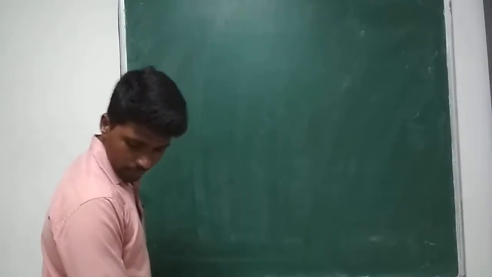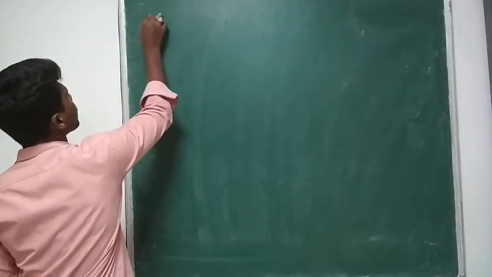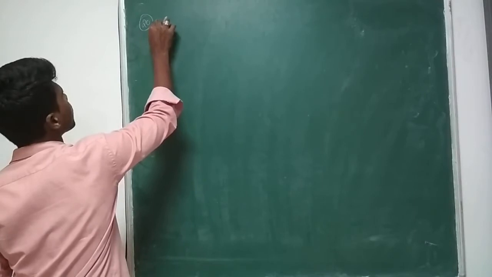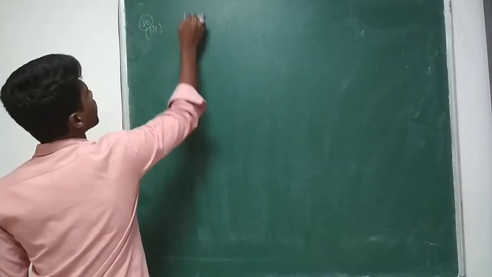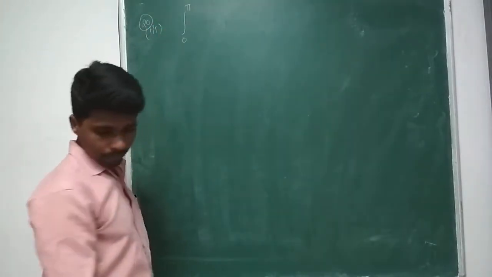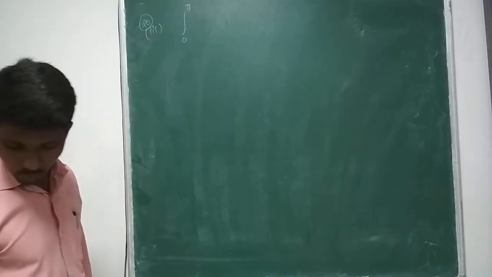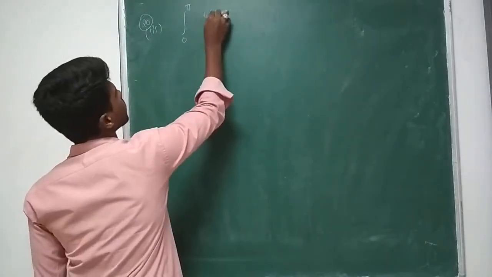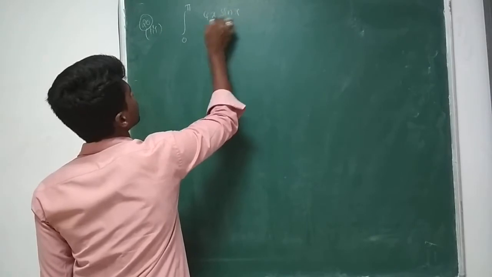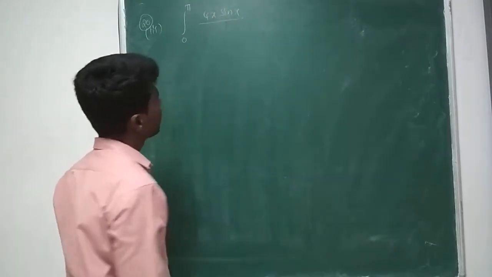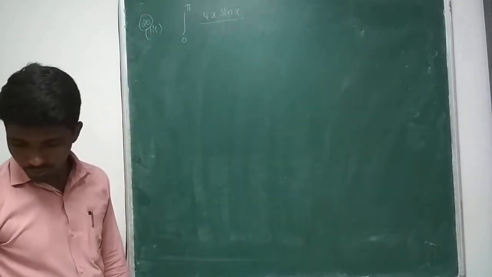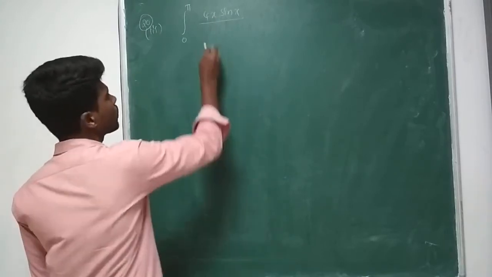This is the next integral: zero to pi, 4x sin x by 1 plus cos square x dx.